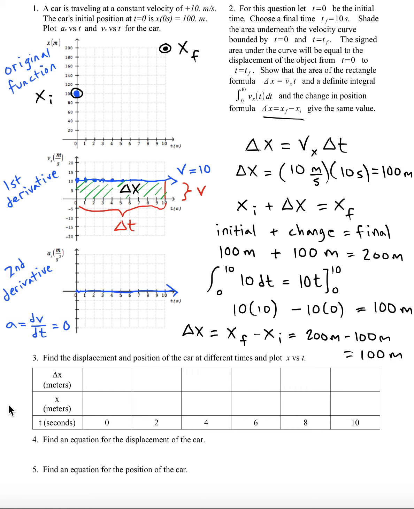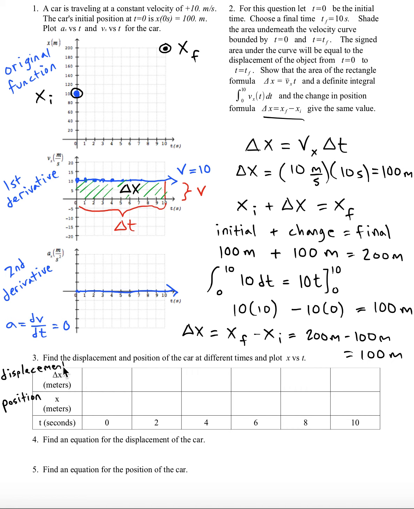The x is position, whereas delta x is displacement. We start off at 100 meters. And displacement is all about change. And so since no time has passed yet, there hasn't been a change in position yet at t equals 0.